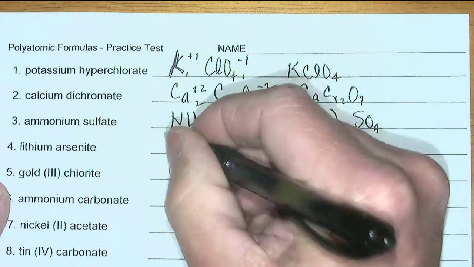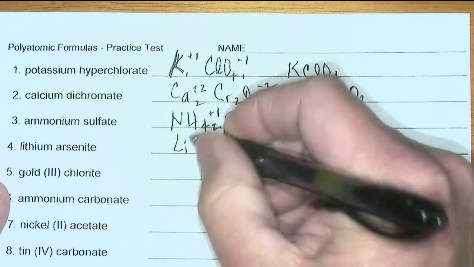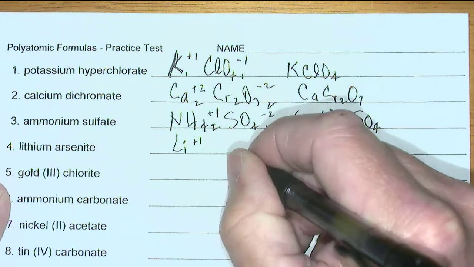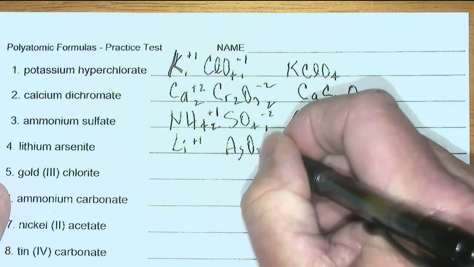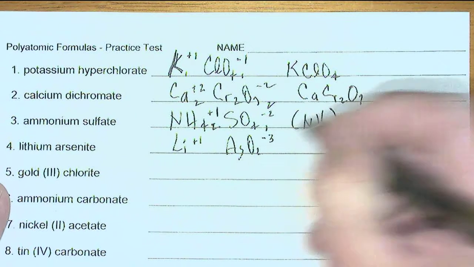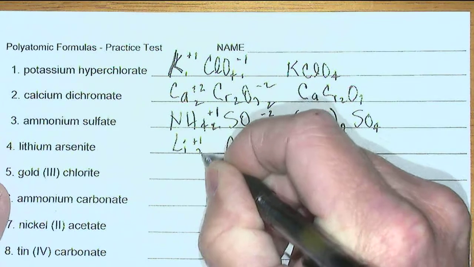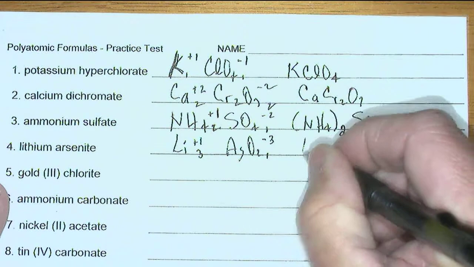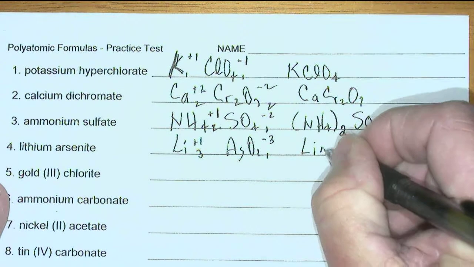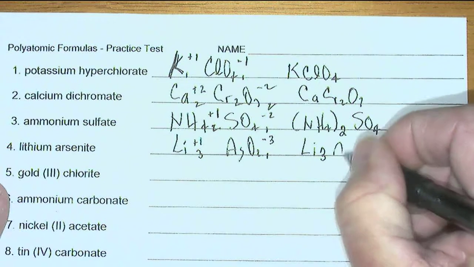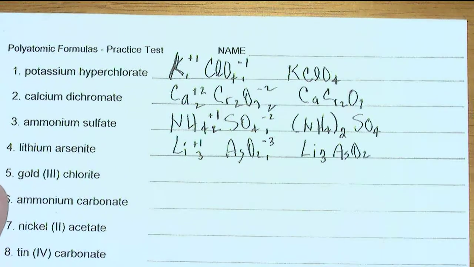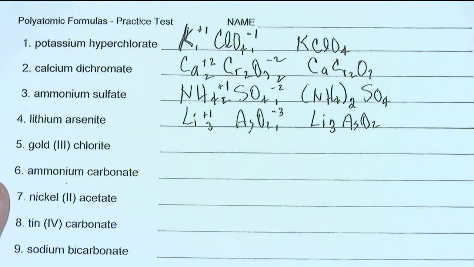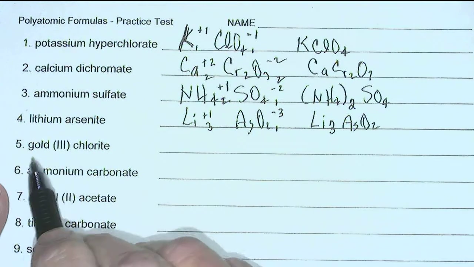Okay, lithium. Lithium is a +1. Arsenite is AsO2, and it is a -3. So that 3 is going to come down here. That 1 is going to come over here. So this one's going to look like this. Li3AsO2, lithium arsenite.